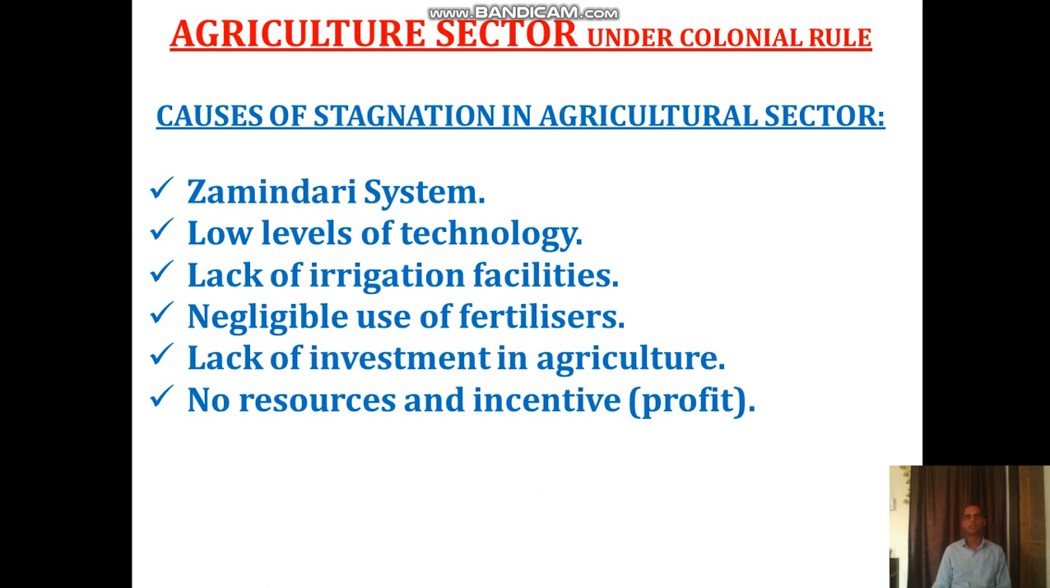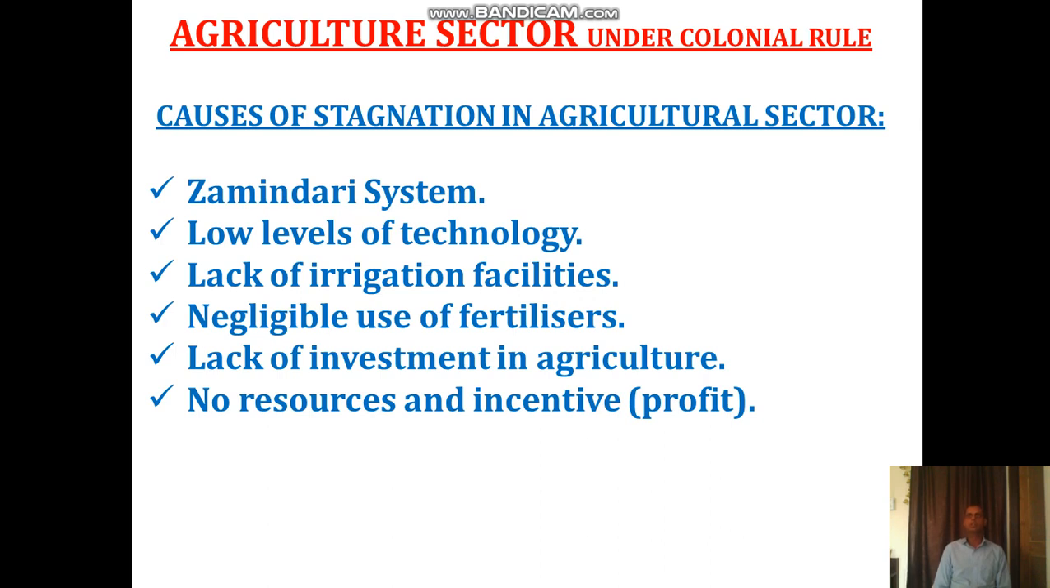Lack of irrigation facilities was there. Negligible use of fertilizers. Lack of investment in agriculture. There was no investment, no funds were available for the modernization of agriculture. And lastly, the small farmers had no resources and no technology, and the incentives were also low. It means the profit was also not there with the small farmers.